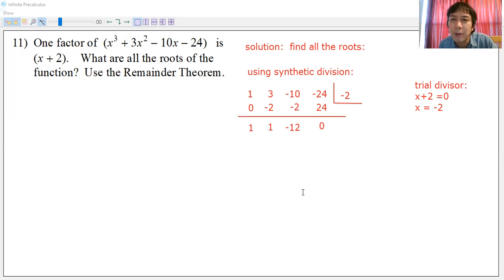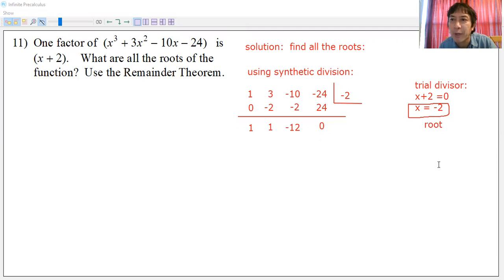Okay. So if the remainder is 0, then x plus 2 is a factor. Therefore, x equals negative 2 is a root. Okay. This is a root. So this will be one of the roots.